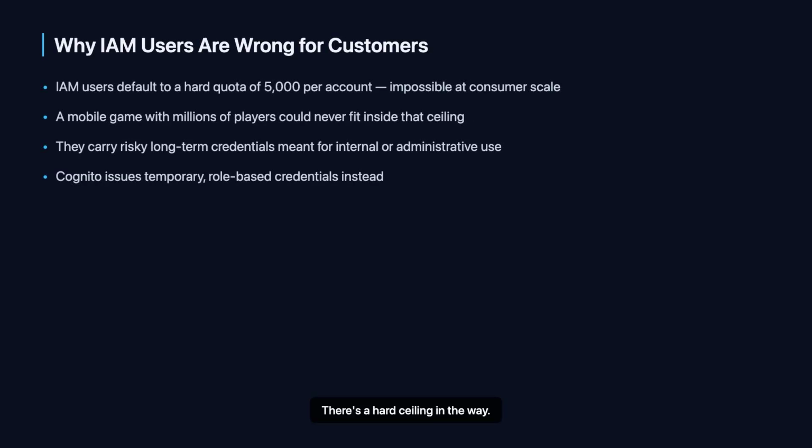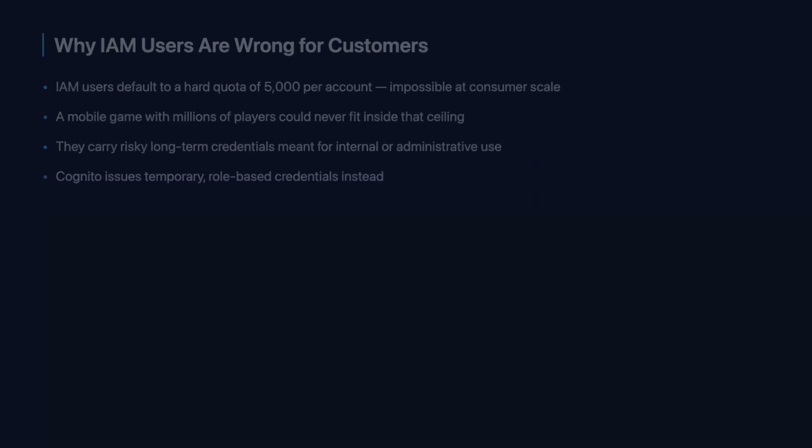There's a hard ceiling in the way. IAM users default to a quota of 5,000 per account. So imagine a mobile game with millions of players. You could never fit that crowd inside a 5,000 user limit. It's not just tight, it's physically impossible. On top of that, IAM users carry long-term credentials, which are risky and meant for internal or administrative use, not scattered across a million client devices. Cognito solves both problems by issuing temporary role-based credentials instead. That's the whole reason it exists.